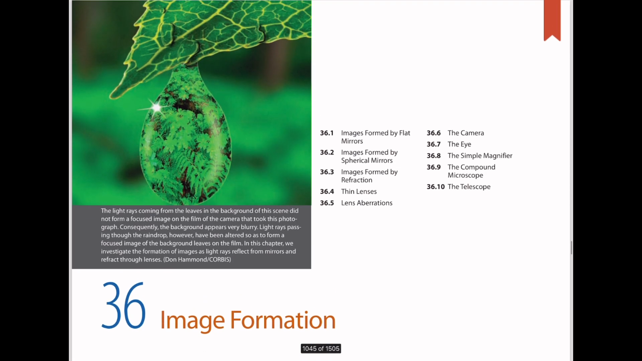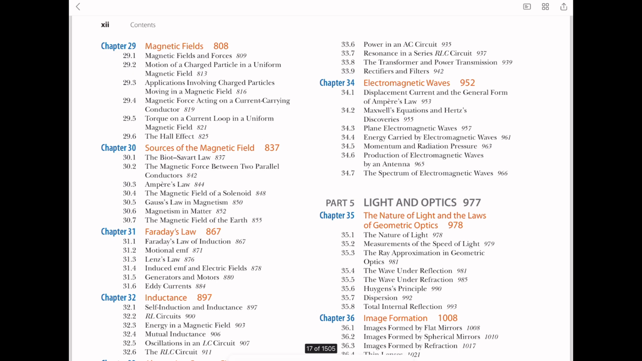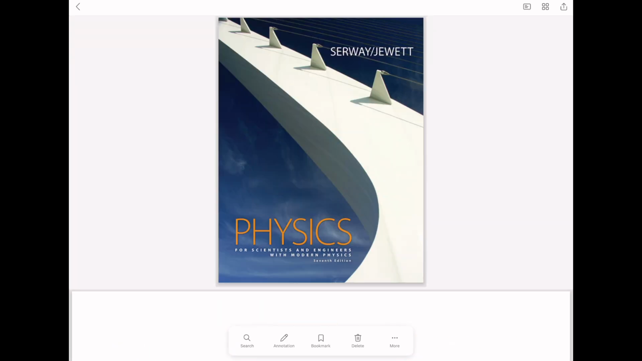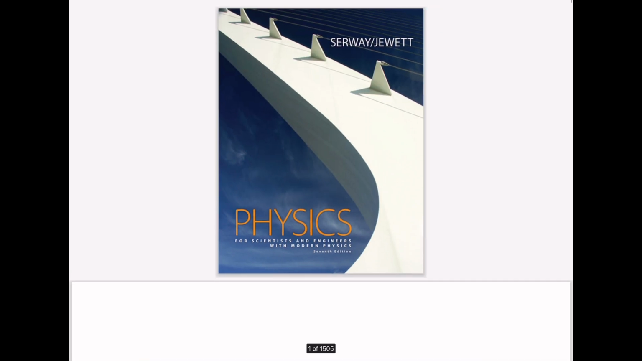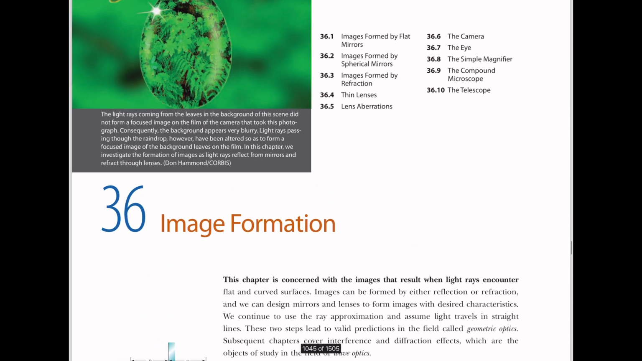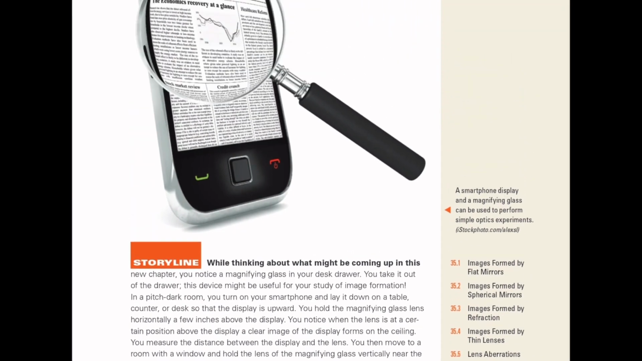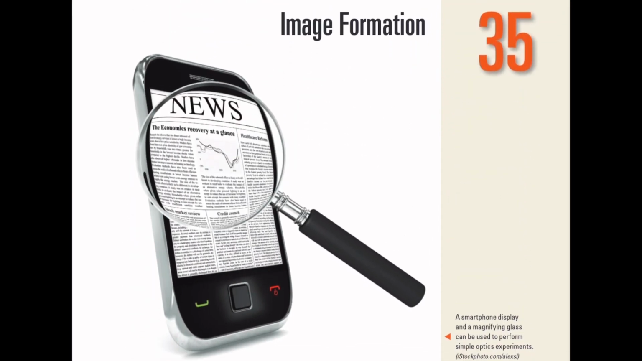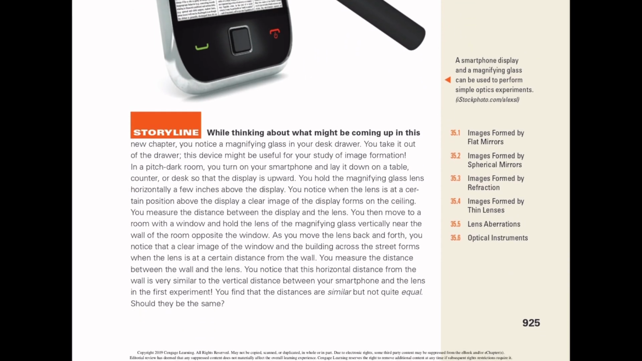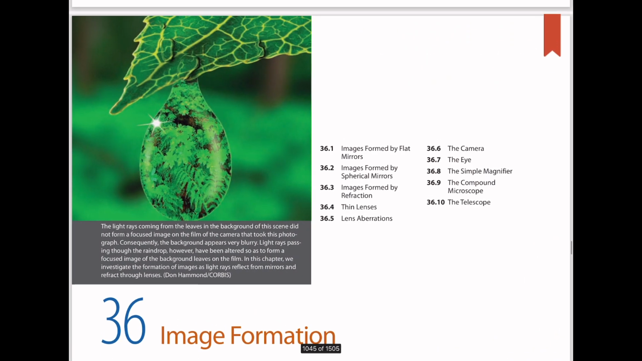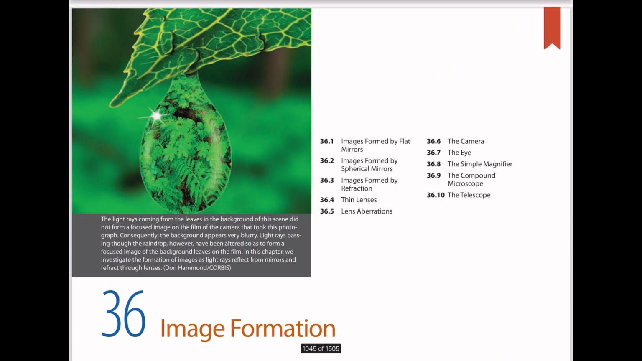over here I have Physics for Scientists and Engineers, the 7th edition. Let me just double check if that's true. Yes, the 7th edition. And you can see the chapter is different. Image formation is 36. And in the 10th edition, image formation is 35. And you can see the sections over here are also a little different. So this is, again, the 7th edition. Let's take a look at the sections.